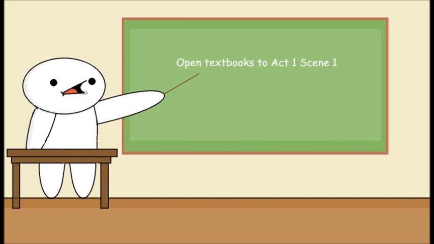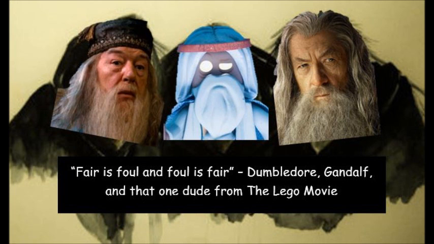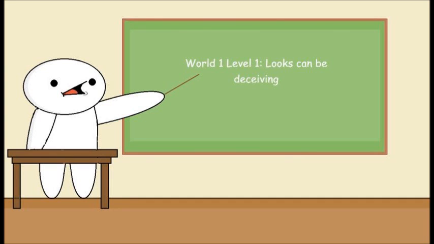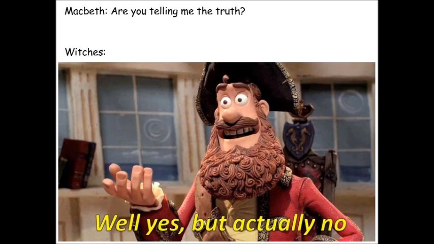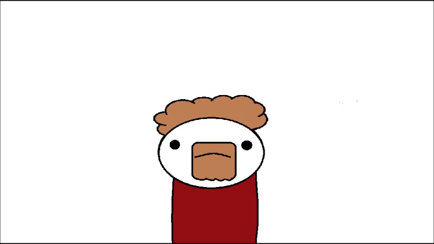In Act 1, Scene 1, the three witches say to themselves that fair is foul and foul is fair. This, at a very basic level, means that looks can be deceiving, which in the play is no more or less than the exact truth. Its most clear example is Macbeth himself.